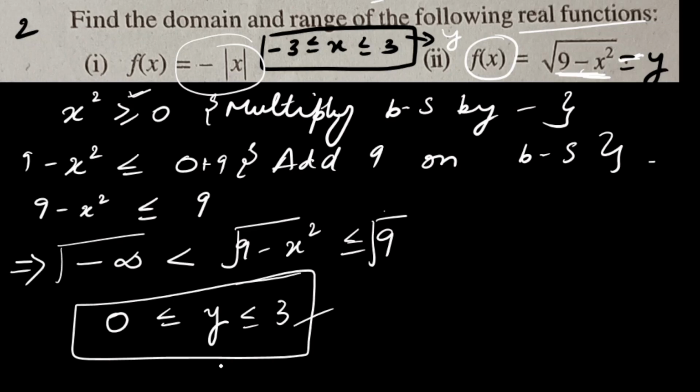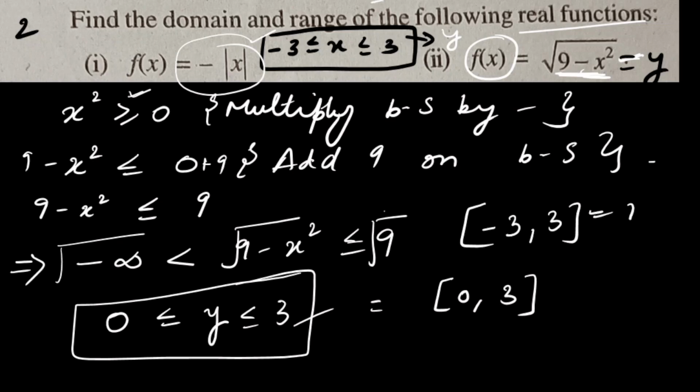So y can be 0 also. The value of y can be 0 also, and it is greater than or equal to 0. You can also write it this way: [0, 3] with closed brackets. Whenever square root type functions are there, you can use this way to find the range. With the help of this we have found the range, and the domain we have already found. I just rewrite the domain: in this form I can write [-3, 3] in closed brackets. This is the domain and this is the range of this function.